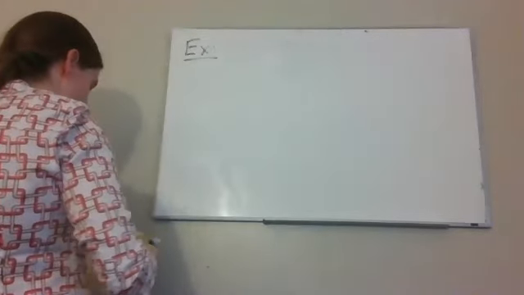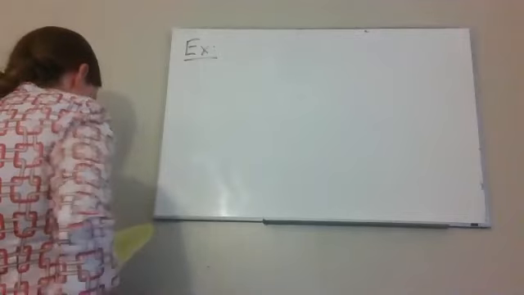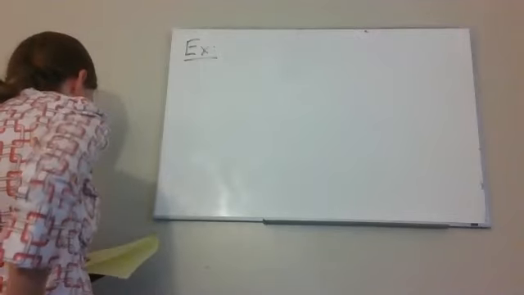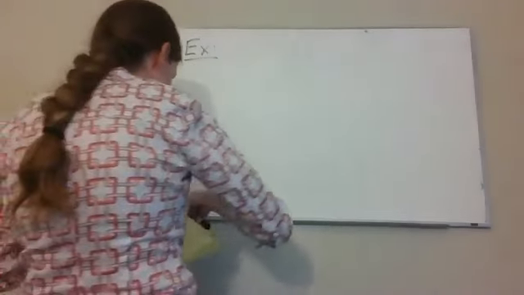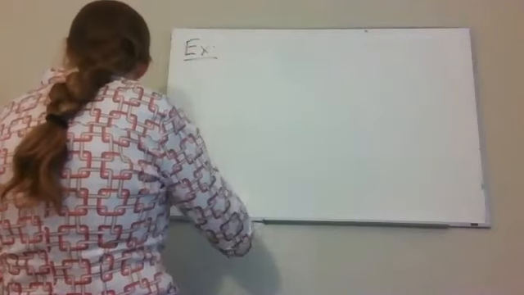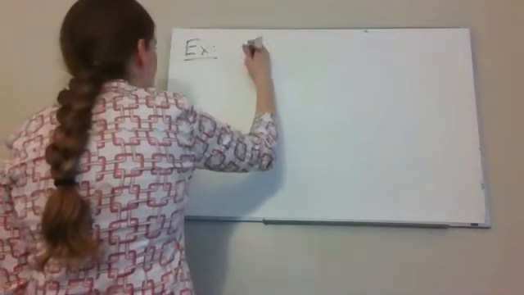So our last example, we are going to find the limit as theta goes to 0 of cosine of theta minus 1 over theta.